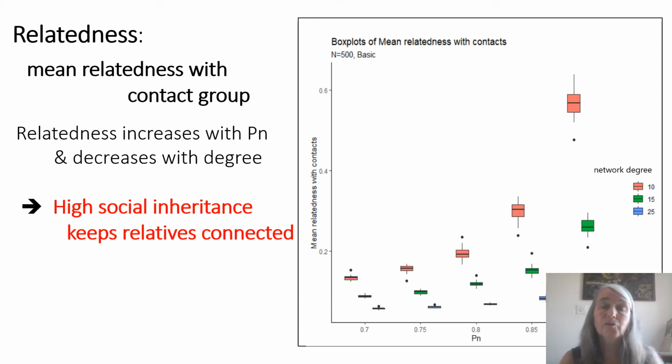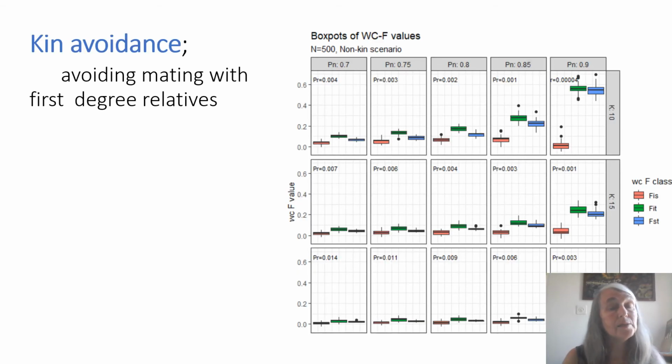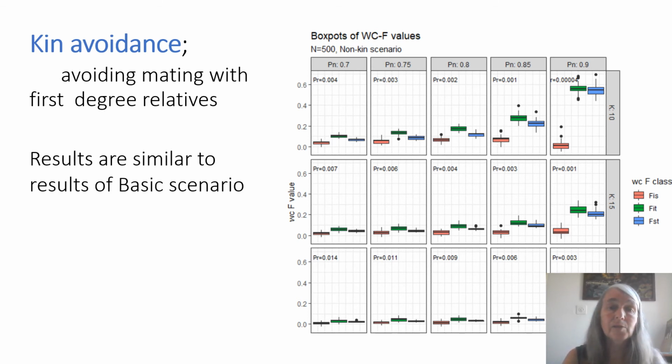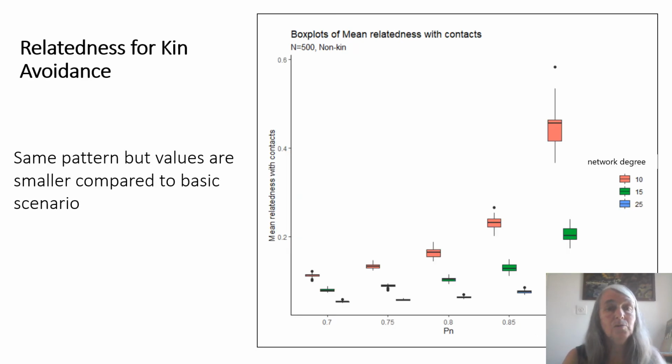However, this high level of relatedness made me suspect that maybe some random inbreeding is going on, which affects the patterns that we see. So in order to test for it, I ran another set of simulations in which I prevented mating between first-degree relatives. And as you can see, the pattern here is almost identical to what we saw above, and so is relatedness.